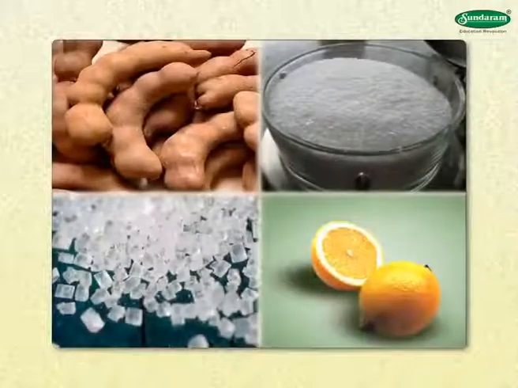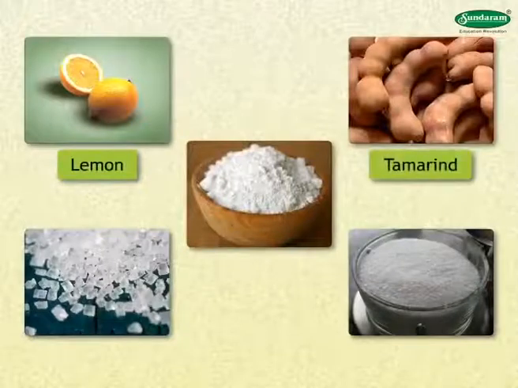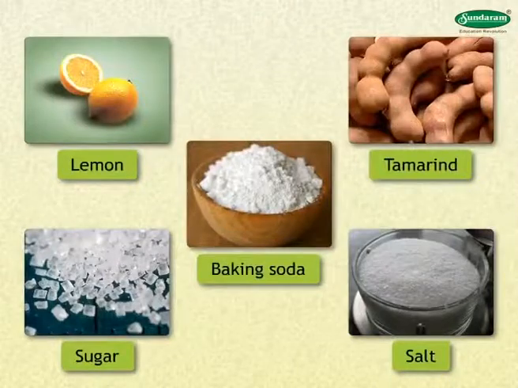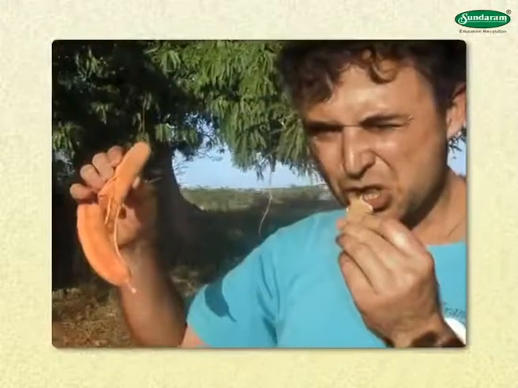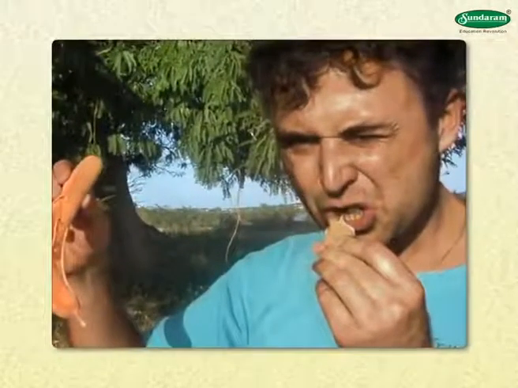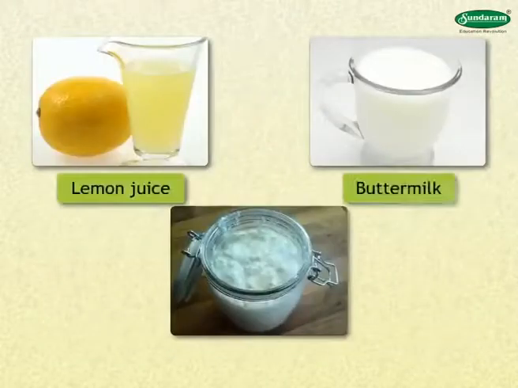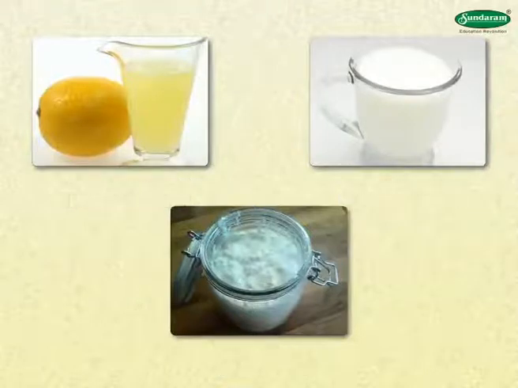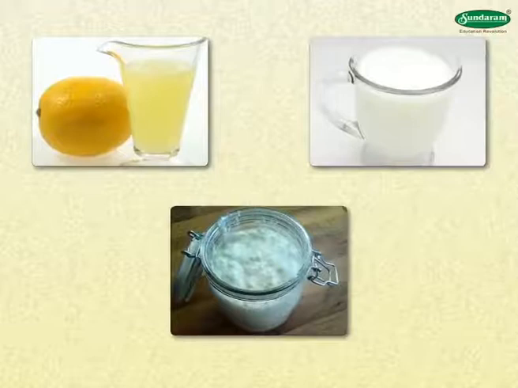We use many substances in our everyday life. Lemon, tamarind, salt, sugar, baking soda are part of our food. Tamarind is sour. You may remember how teeth go on edge if you have eaten a lot of tamarind. Lemon juice, buttermilk, yogurt are sour to taste. The food tastes sour because they contain acids. These acids are natural and mild.